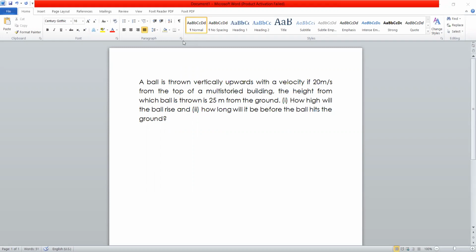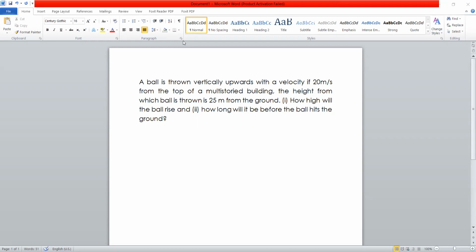And in this session, we will be taking up one more problem from our daily practice problem series. The problem is based on motion under gravity, and you can see the problem before you. It is about a ball which is thrown vertically upwards with a velocity of 20 meters per second from the top of a multi-story building. The height from which the ball is thrown is 25 meters from the ground. How high will the ball rise, and how long will it be before the ball hits the ground?